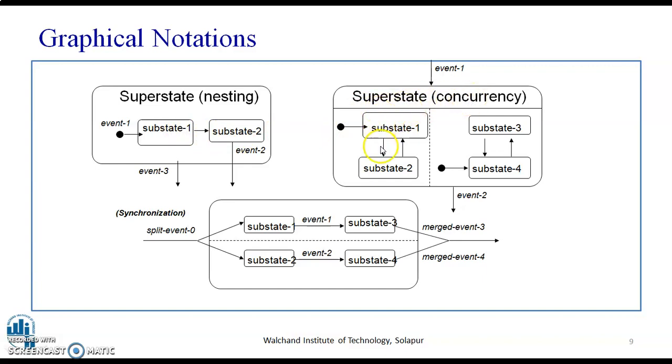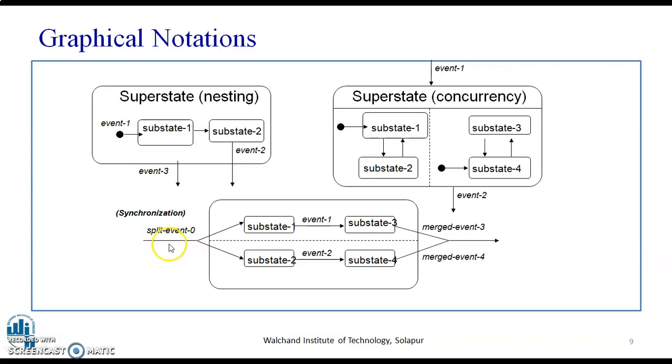Concurrency is nothing but these two executing in parallel. So here again you have substates, and to-and-fro messages are present on the events. When event 1 happens, it enters into the superstate, and finally, when both the executions are over, it comes out. The third way to show the graphical notation of substates and superstate in a concurrency model is split of the event.